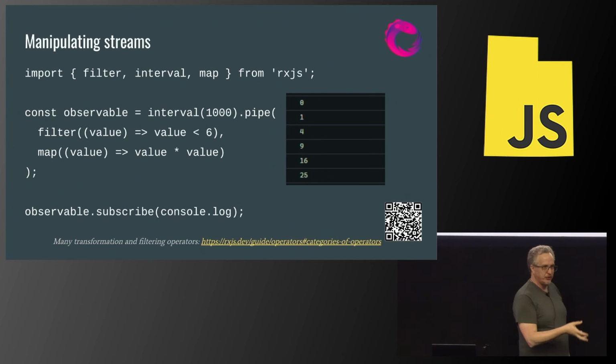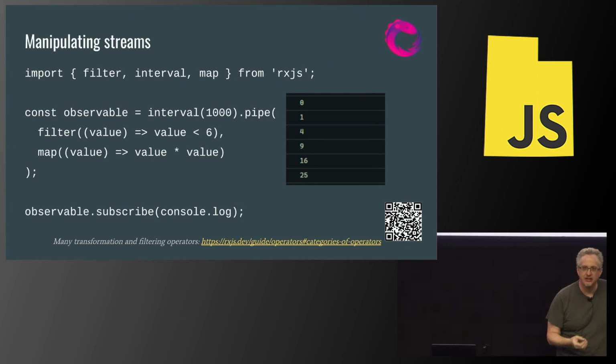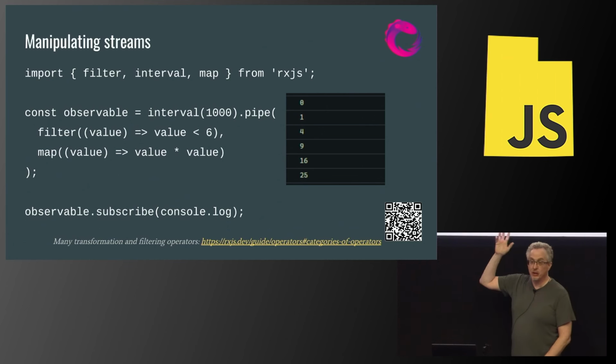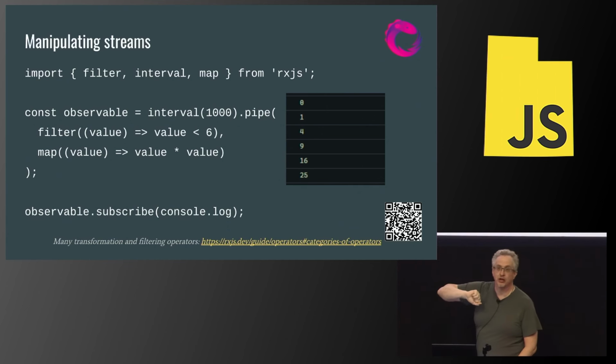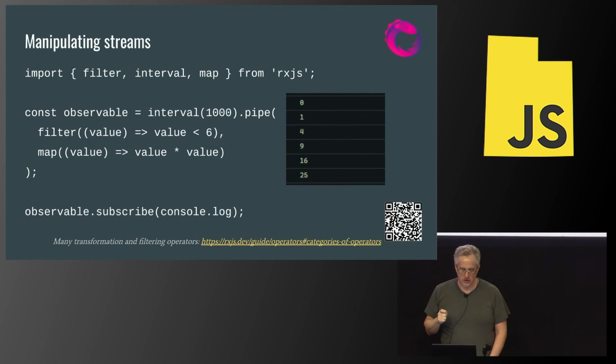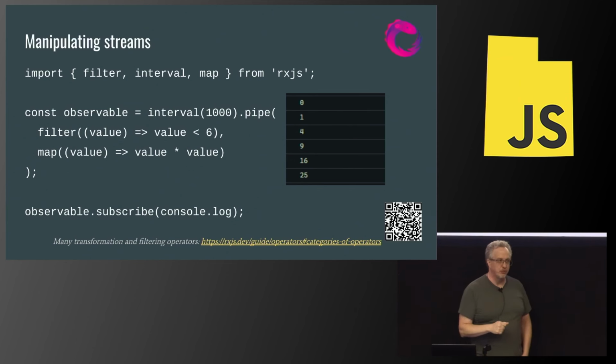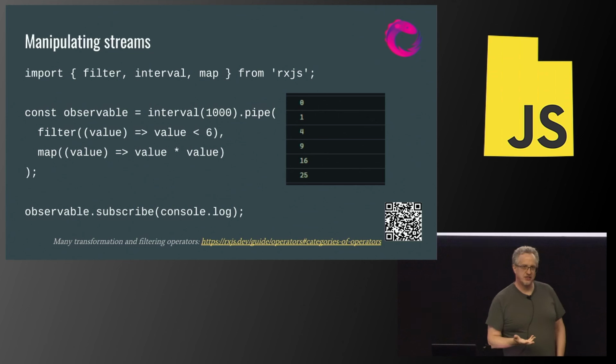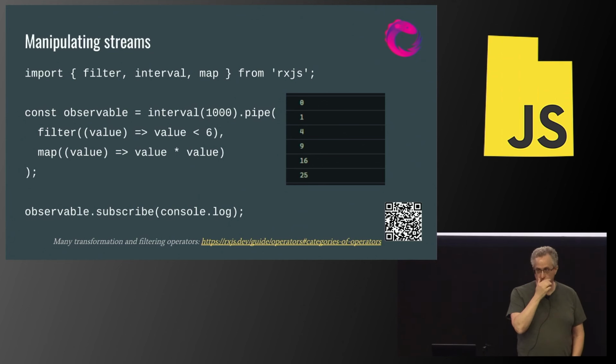But just being able to handle streams doesn't really mean anything if we can't manipulate them. And there are many operators for that. I'm just going to show a couple that are a lot like what I mentioned earlier for arrays. So we're going to start with our interval, 0, 1, 2, 3, 4, 5, 6, 7, whatever. I'm going to pipe on that the filter operator. And that says the only values that come through are the values that are less than 6. So we'll get 0, 1, 2, 3, 4, 5.